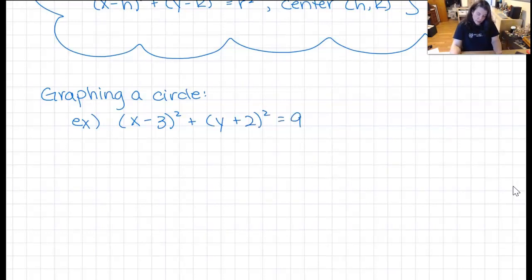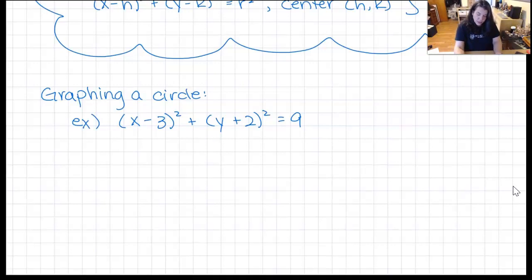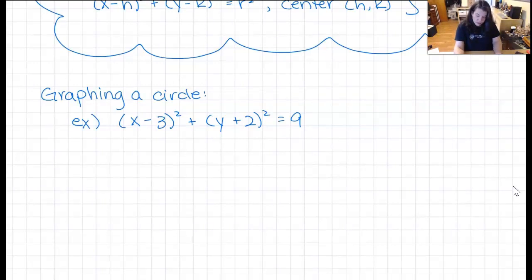All right, so all you've got to do is find the center and the radius, and once you know those things, then you have the circle. So that's your goal: identify the center and the radius.